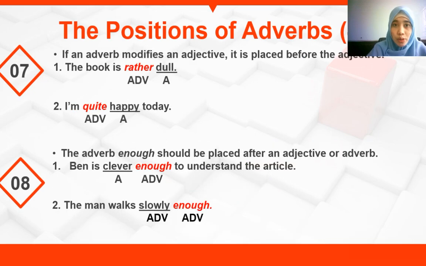Right. Next one, if an adverb modifies an adjective, it is placed before the adjective. For example, the book is rather dull. So we have the adjective dull, and we want to give the adverb of degree here, rather. So we put the word rather before the adjective dull.